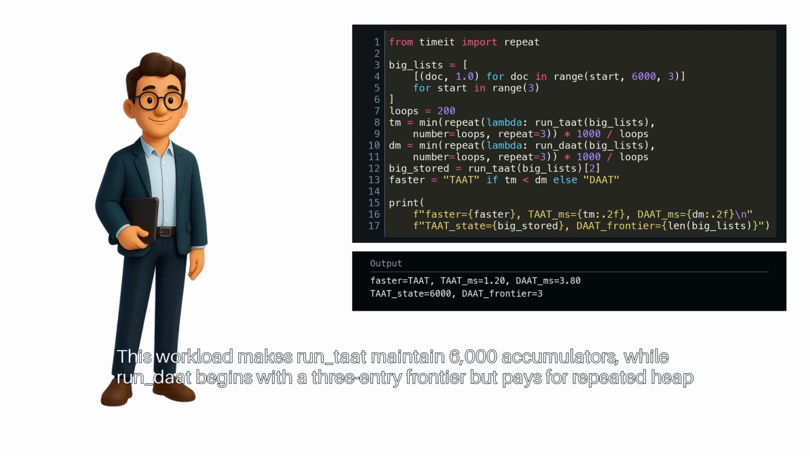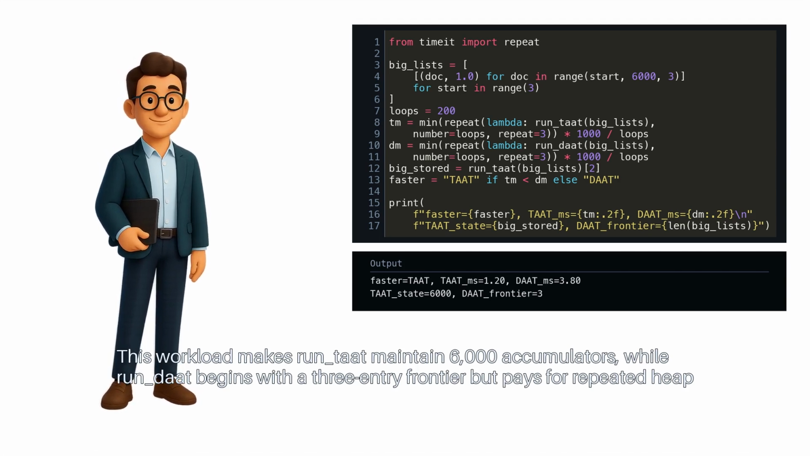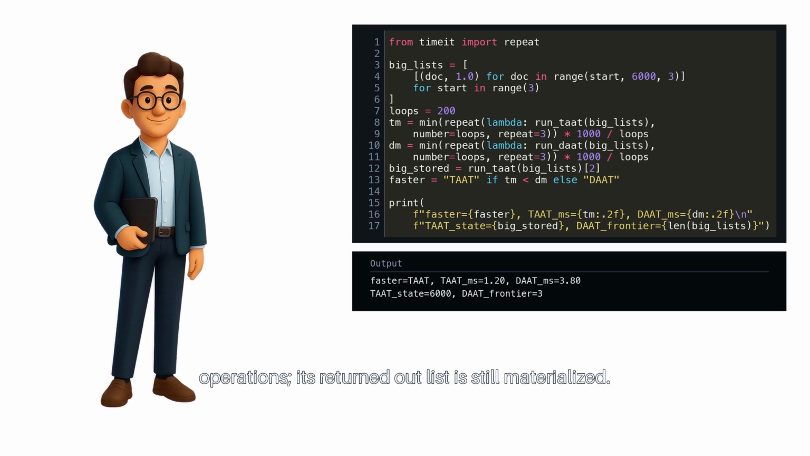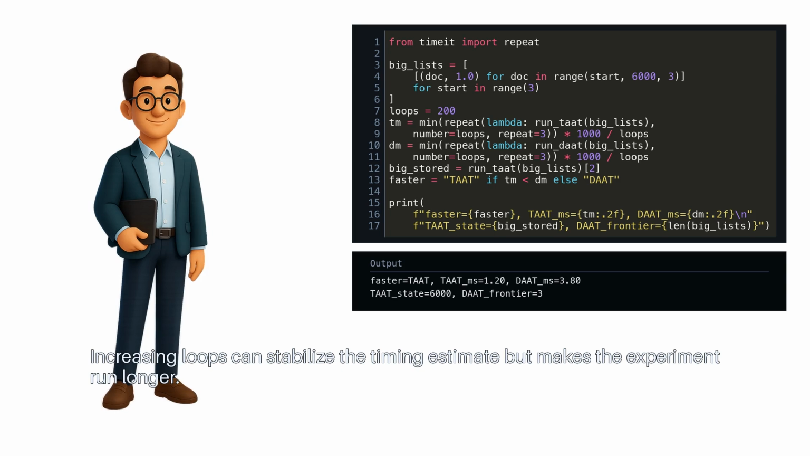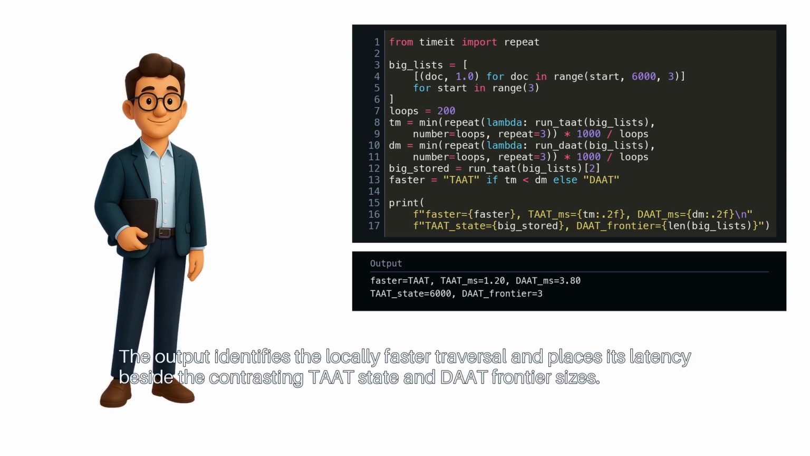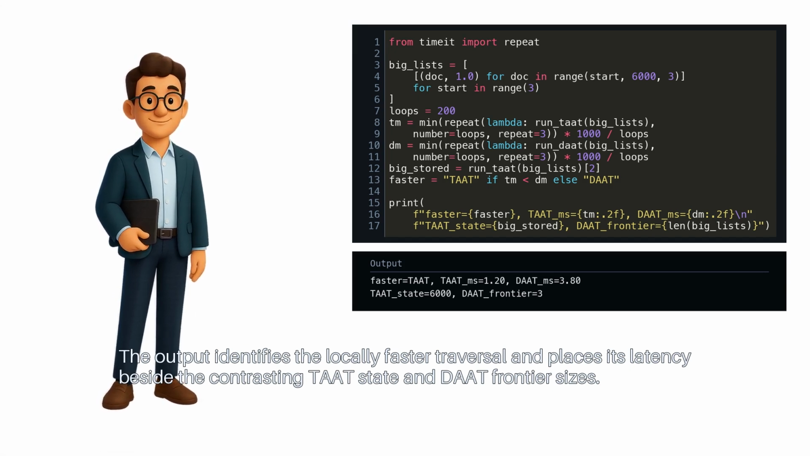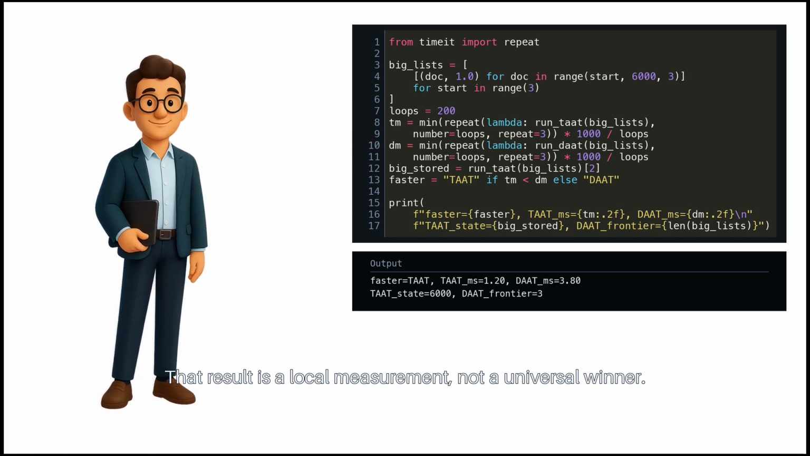This workload makes run TAAT maintain 6,000 accumulators, while run DAAT begins with a 3-entry frontier, but pays for repeated heap operations. Its returned output is still materialized. Increasing loops can stabilize the timing estimate, but makes the experiment run longer. The output identifies the locally faster traversal and places its latency beside the contrasting TAAT state and DAAT frontier sizes. That result is a local measurement, not a universal winner.